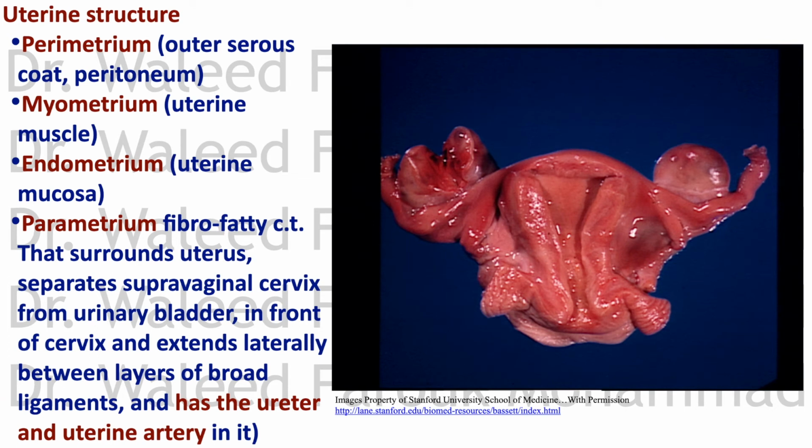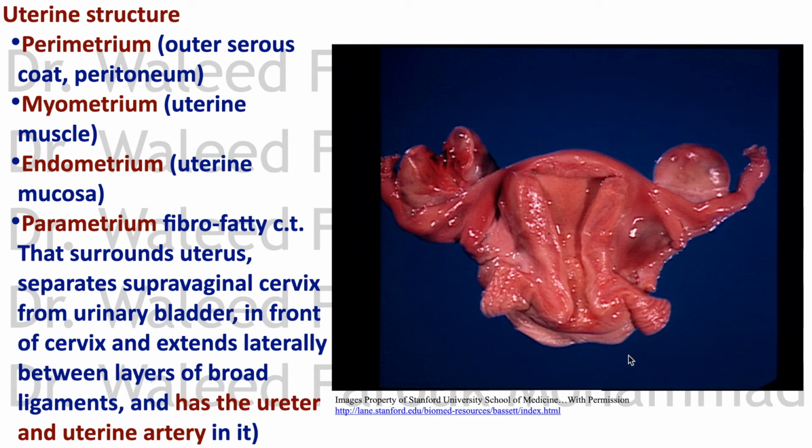For the uterine structure, there are different terms. The perimetrium is the serous membrane, peritoneum, covering the uterus. Myometrium is the muscle wall itself. Endometrium is the mucosa. See, this is endometrium, this is myometrium. Parametrium is the connective tissue at the base of the broad ligament that extends laterally and forwards between it and the urinary bladder, and it has the ureter and the uterine artery in it.